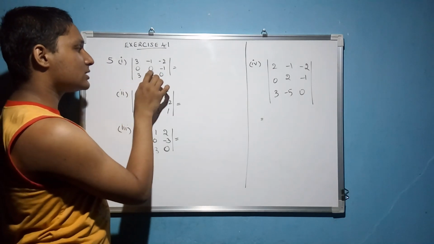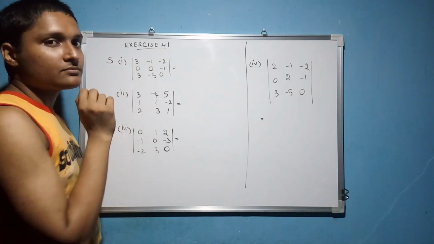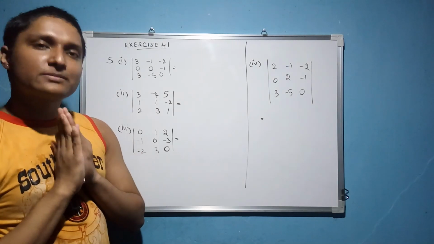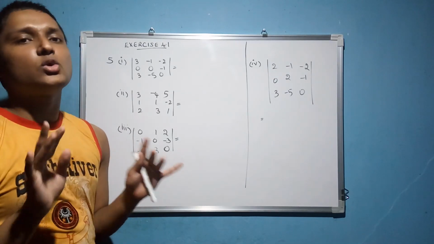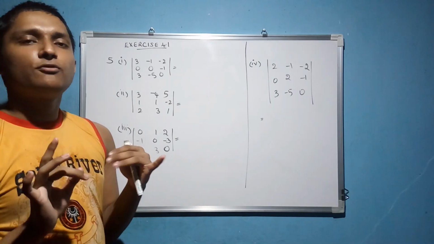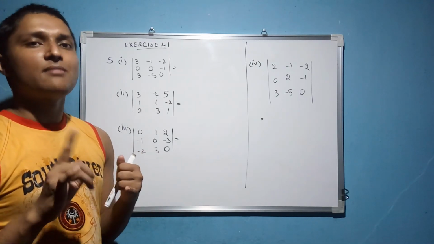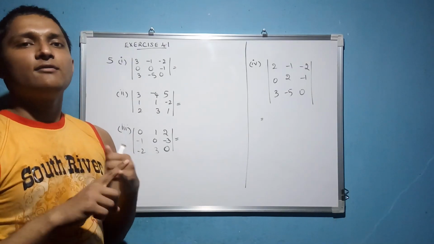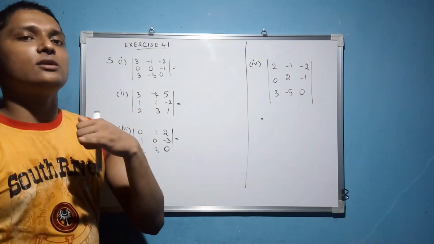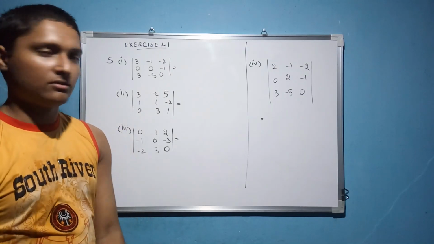Now we have this one. Here you have 2 zeros. So I know that I can expand a determinant by any row or any column. For easiness, we are going to opt for the one which has the maximum zeros, so that we can have 0 plus 0 and one number remaining.